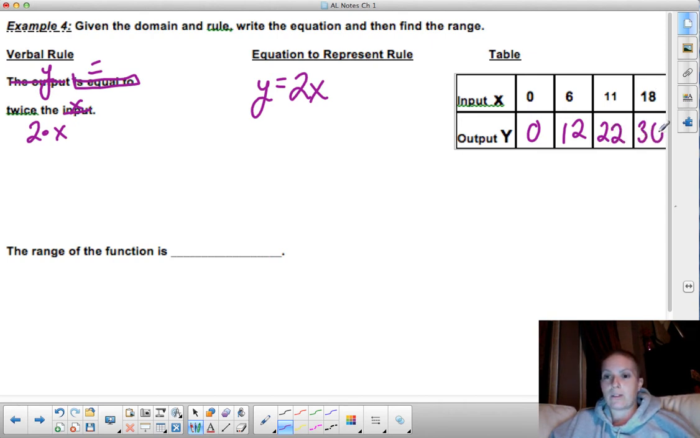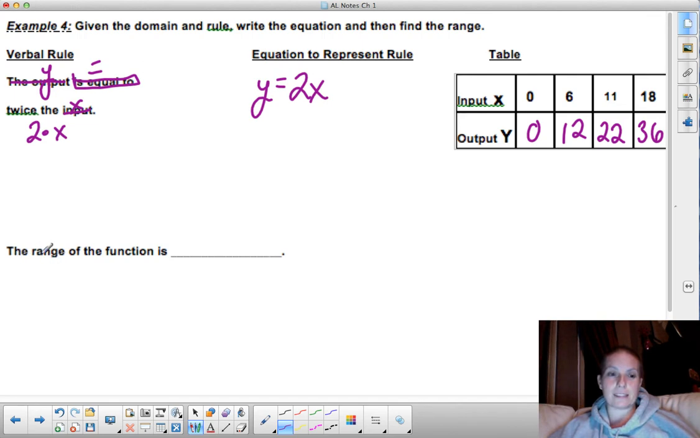Again, I want to point out that in this particular table, my change in x values is not consistent, right? I increased by 6, I'm increasing by 5, I'm increasing by 7. So the idea of applying that change in y over change in x is not going to work here because our interval, our change in x, is not consistent.